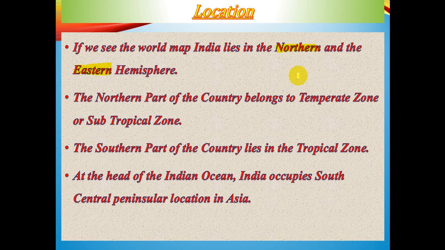Now, there is one important latitude that divides the country. The northern part of the country belongs to the temperate zone or the subtropical zone, and the southern part of the country lies in the tropical zone. So, which is the important latitude that divides the country into two climatic zones? That is the Tropic of Cancer.